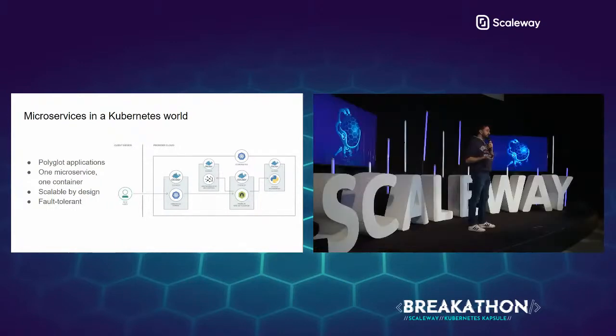This design, with the help of Kubernetes, of course, is scalable by design. And of course, it's fault tolerant because you will have not only one container, but multiple containers with multiple microservices. And that enables you to have resilient applications based on containers, Docker images, for example, or containerd or OCI images.